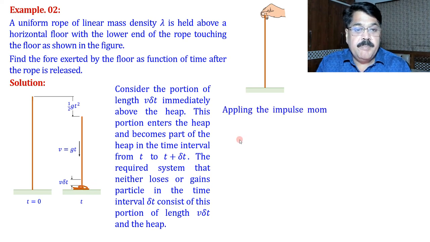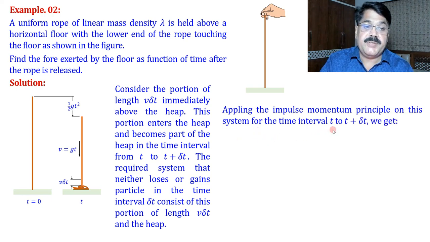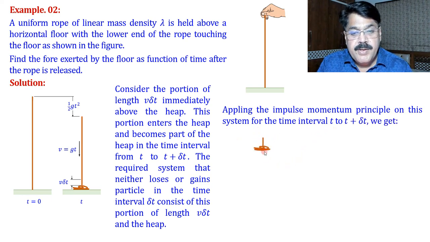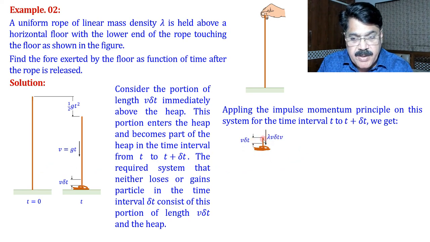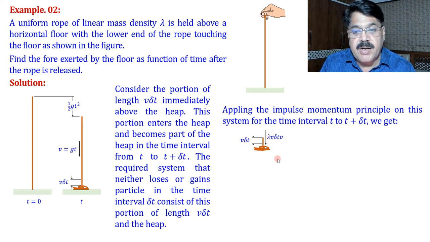Applying the impulse momentum principle on this system of particles for the time interval t to t plus delta t, what do we get? This portion has momentum. Its mass will be lambda v dt, and velocity v. So v dt is length, lambda is linear mass density, and v is the velocity. So that is the entire momentum. And this portion, the heap, is at rest, so it has no momentum. So the entire system has this momentum at the beginning of this interval dt.